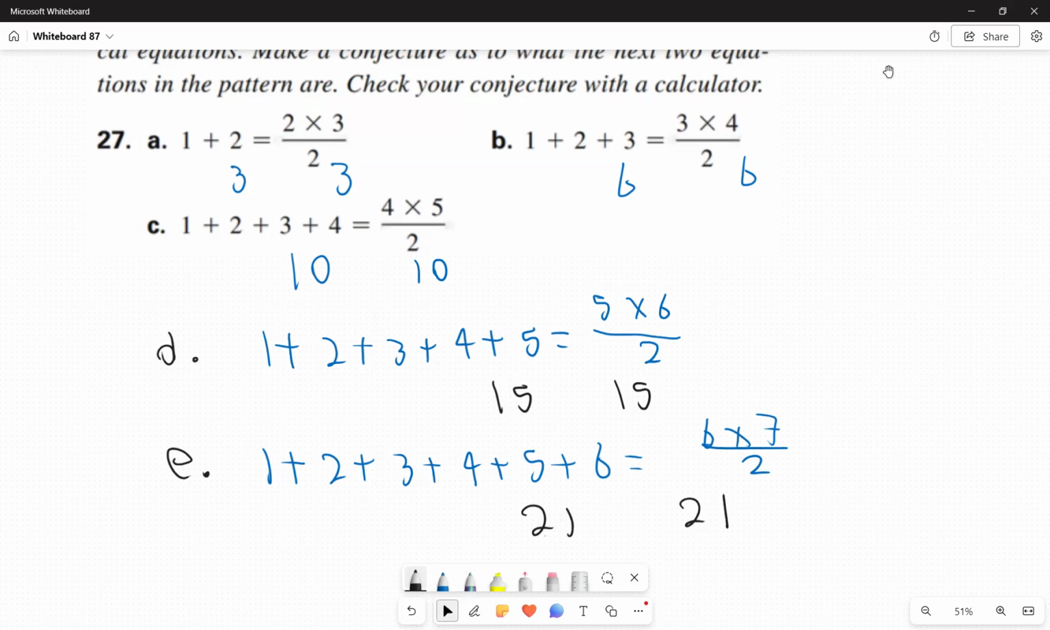And I will finish this video with 2 word problems. One word problem with inductive reasoning and one with deductive reasoning. So I'm copying the problem. That's number 31.